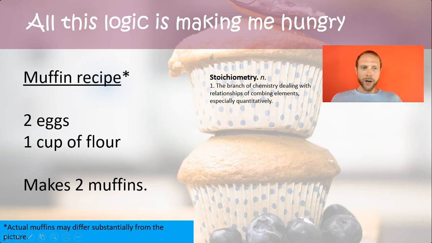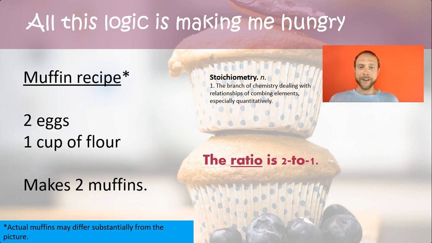So what we're talking about here is, cooking is chemistry. We mix a bunch of chemicals together, we stir it up, we get some sort of a product. So say this might not be the best muffin, but imagine you could make muffins with 2 eggs and a cup of flour. All that this giant concept of stoichiometry is saying is, hey, the ratio is 2-to-1.